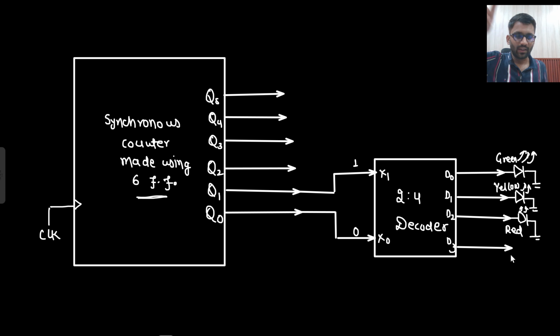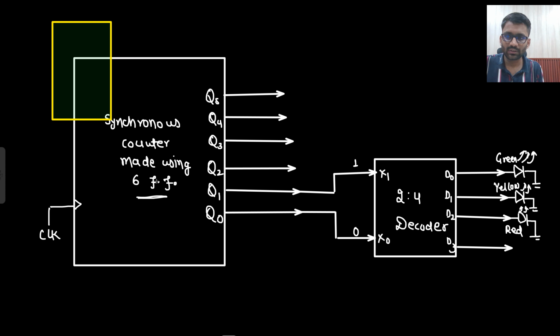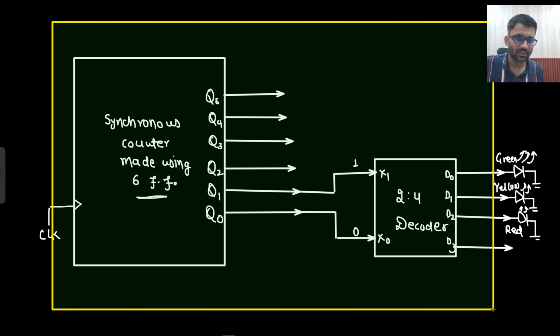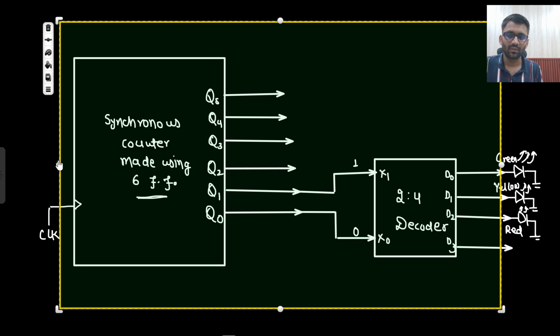So at each clock cycle, the clock will keep on coming, and till 14 clock cycles green is lit. So at the output, this will be my final output. I will keep this in a box, and that will be my final output.